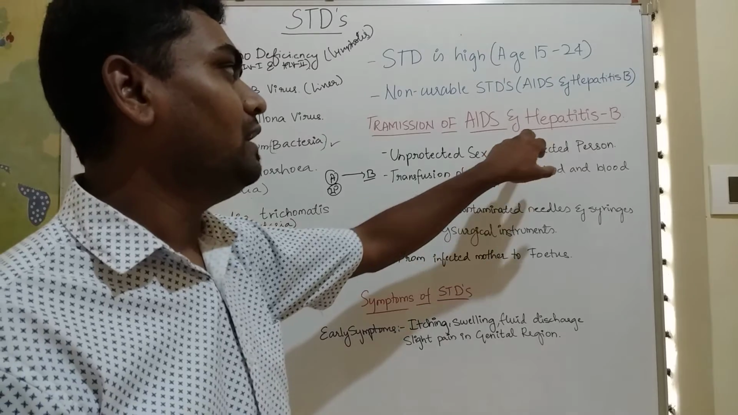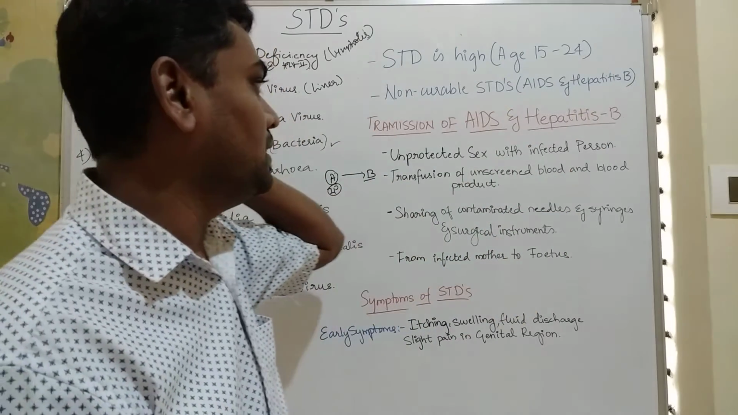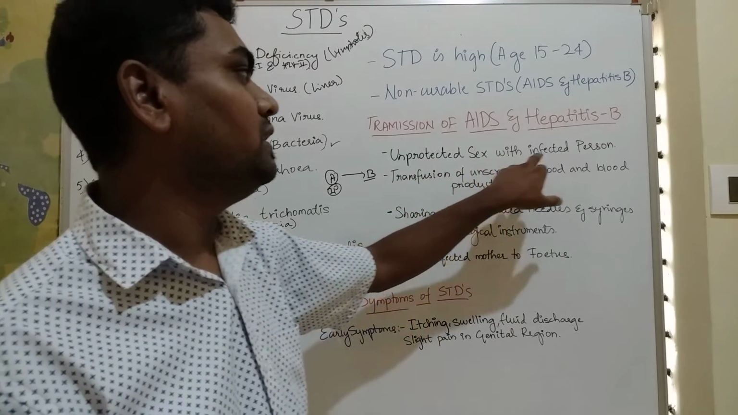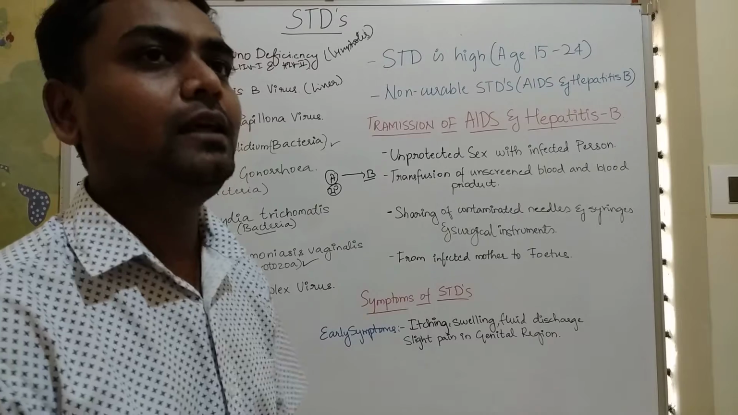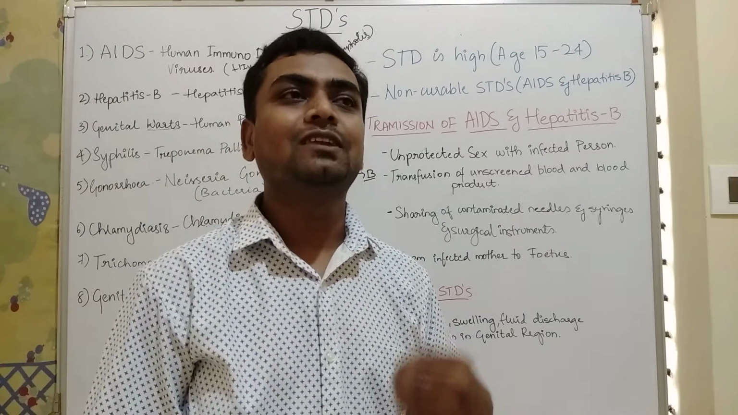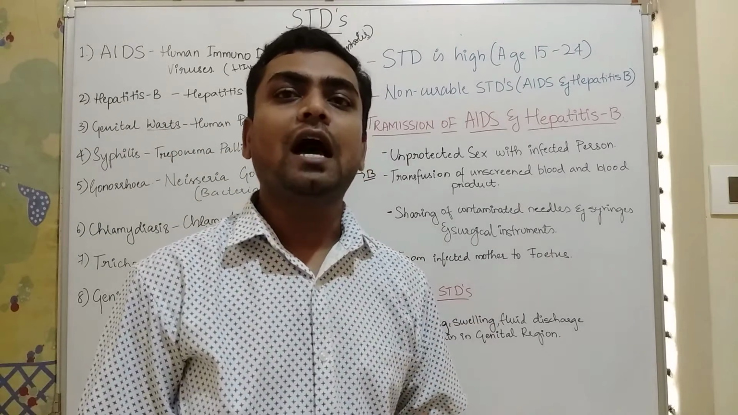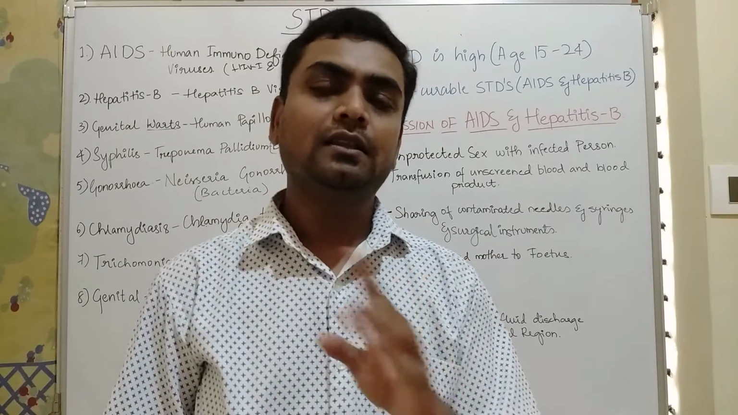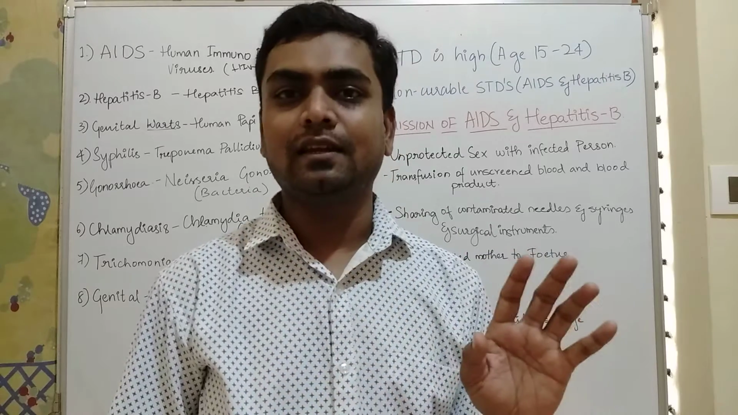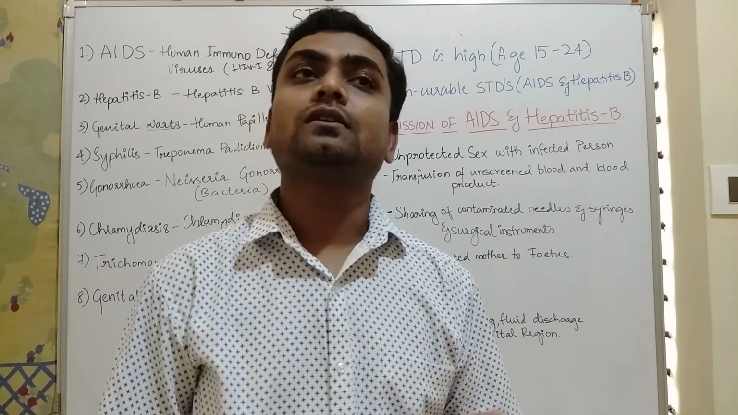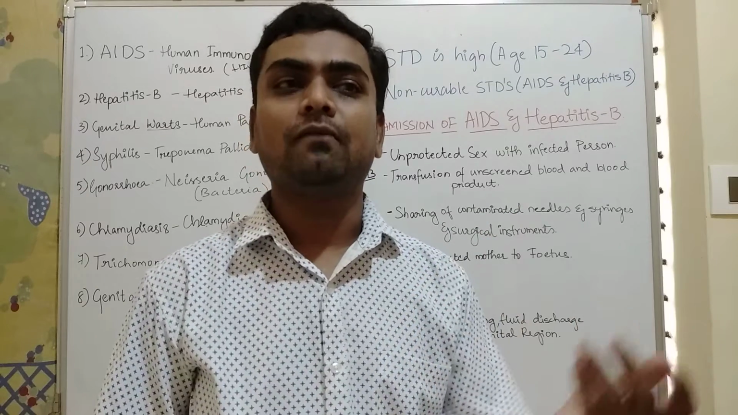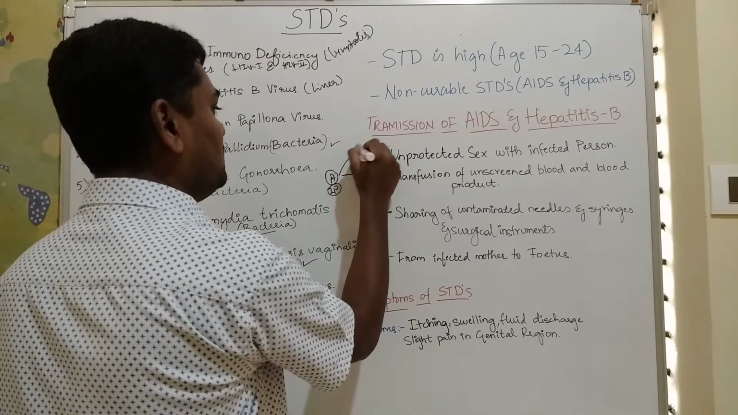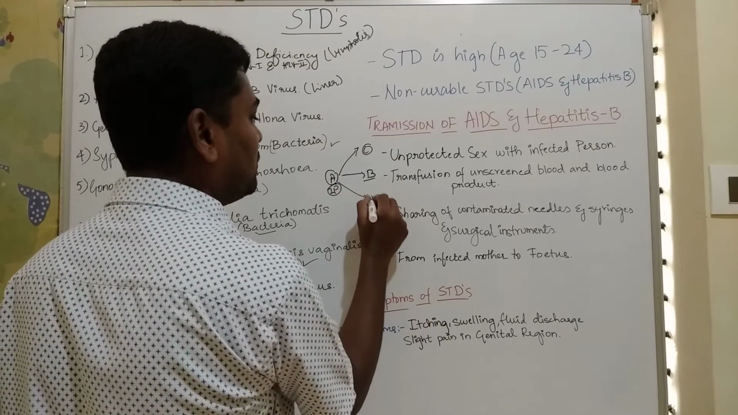What is the reason for transmission of AIDS and hepatitis B diseases? Unprotected sex with an infected person. As I told, mainly we invite STD diseases when we have unprotected sex. If you are having unprotected sex with only one partner, then there's less chance of getting it. If you are having unprotected sex with multiple partners, usually some boys will have multiple partners, or a male you can say.